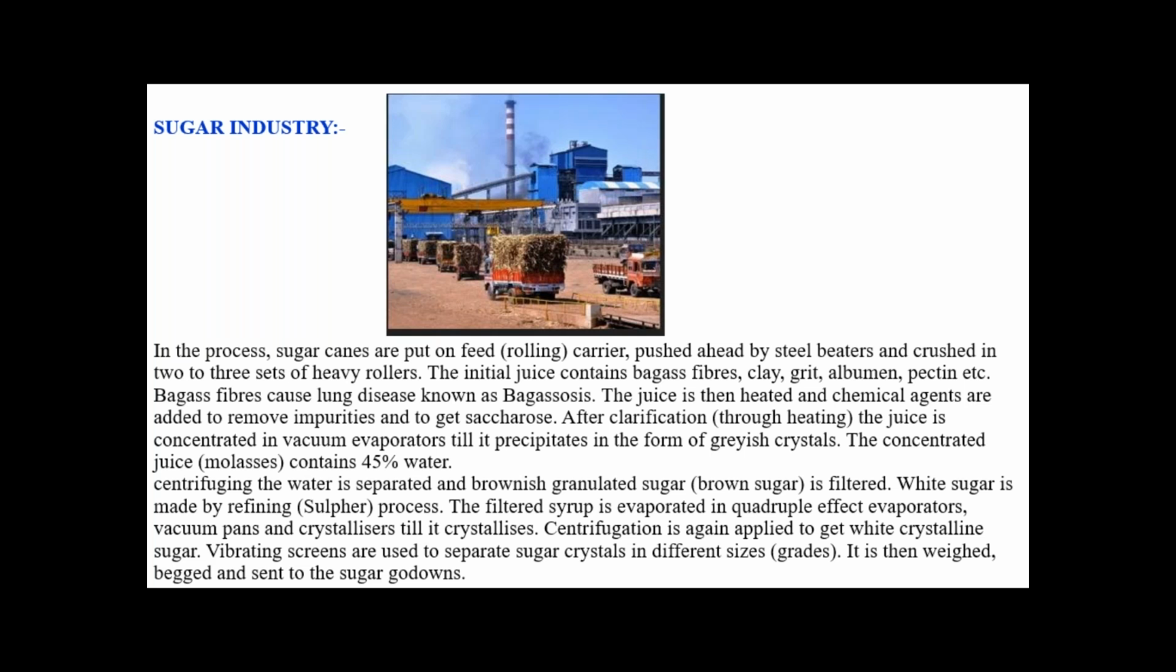Various types of crystallizers can be used in the crystallization process, and then it is centrifuged in the centrifuge so that the maximum part of the liquid is removed from that equipment, and then the brownish granulated sugar can be separated out and filtered. Then after using sulfur, this brownish sugar is converted into white sugar. With the help of unit operations like evaporation, crystallization, centrifugation, etc., we can convert sugar cane into sugar crystals.